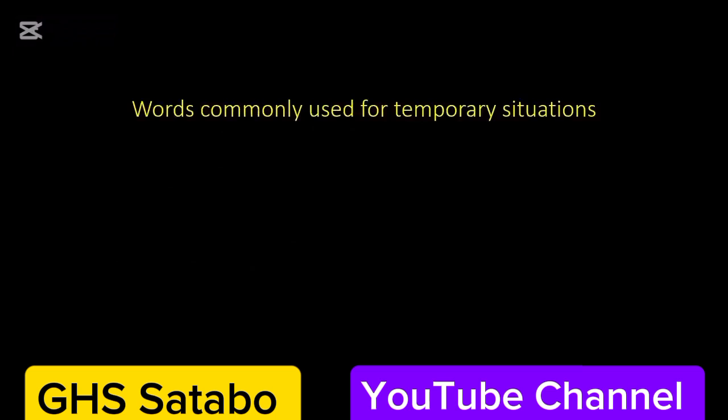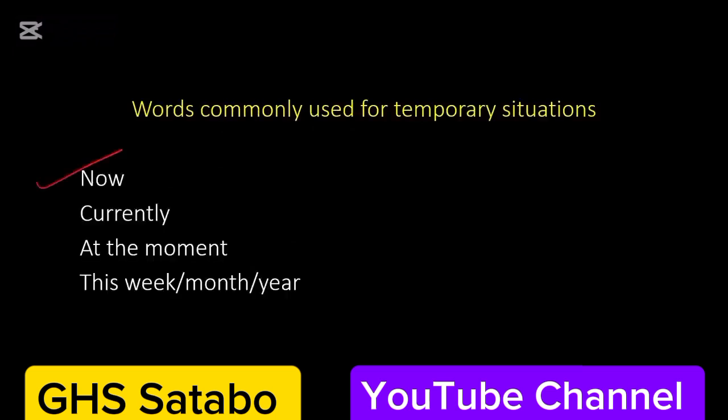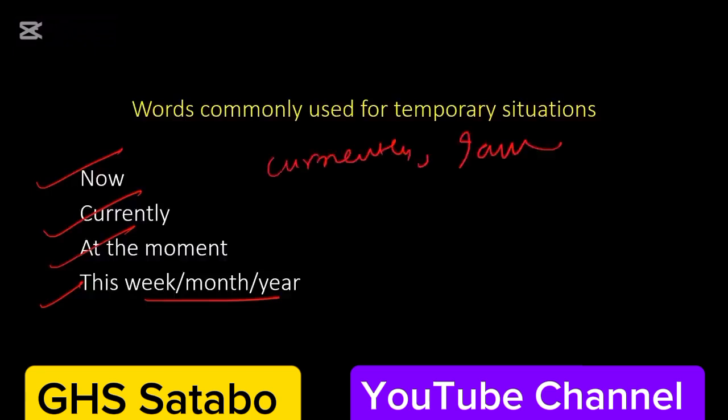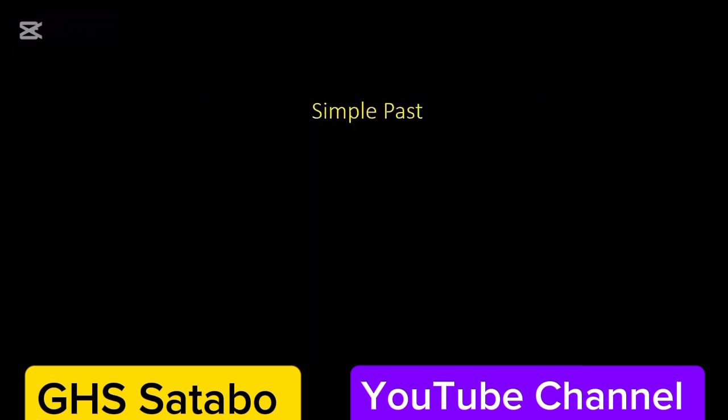Moving on, some words which will help you to identify temporary situations would be now, currently, at the moment, this week, month or year. I hope this is clear. So you can say, currently, I'm working in this company. So you're working right now. What if you leave your job tomorrow? And hence it's a temporary situation. That's all for your present continuous tense.